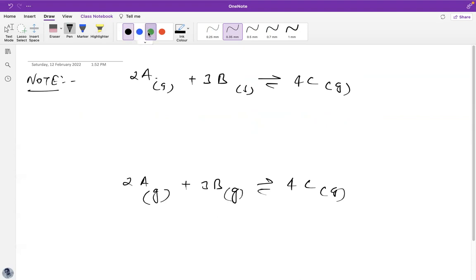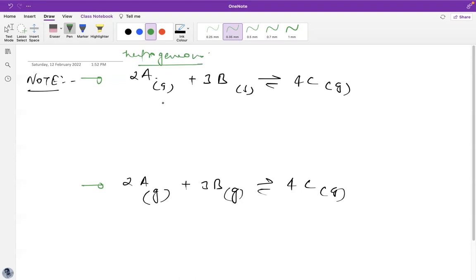So listen to me. In the above reactions, if everything is present in the same phase, versus if every reactant and product is present in a different phase, they have two types of nature. If they are in different phases, that is known as heterogeneous.